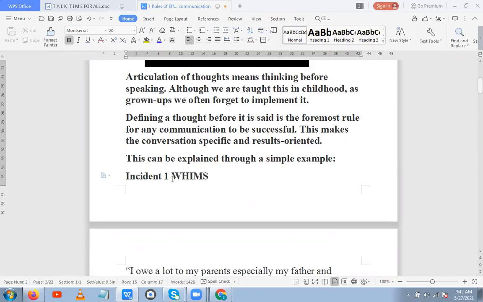अपनी मर्जी का मालिक. When I say somebody is whimsical, it means whatever he feels like or whatever she feels like, they speak without thinking. Whimsical.